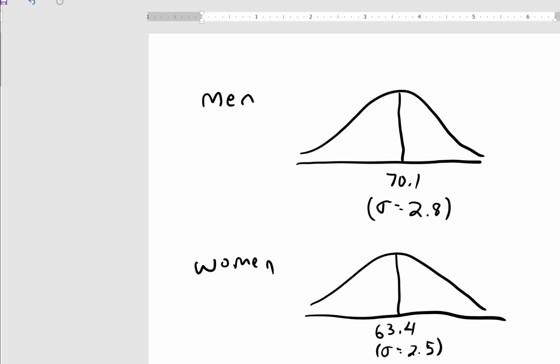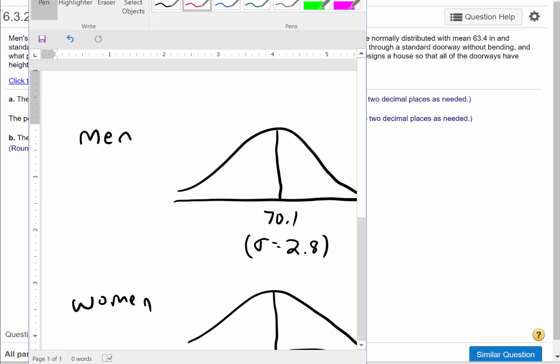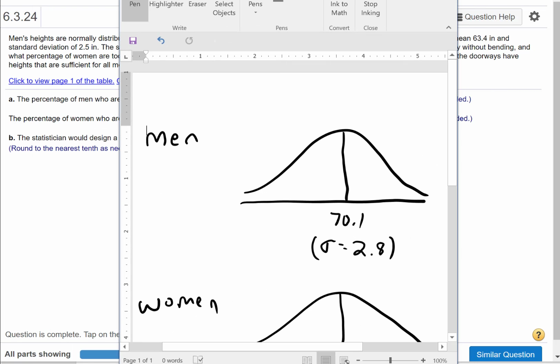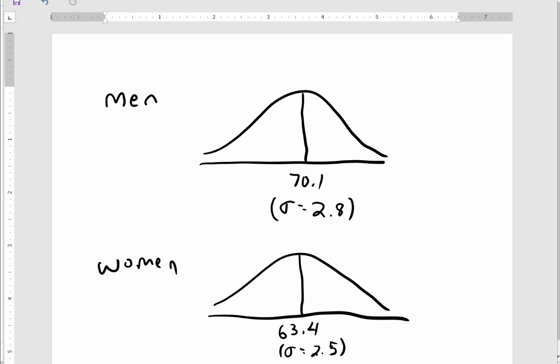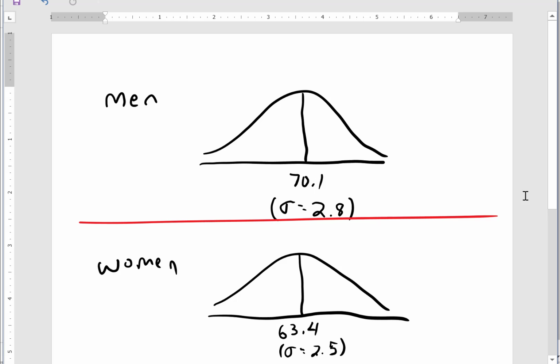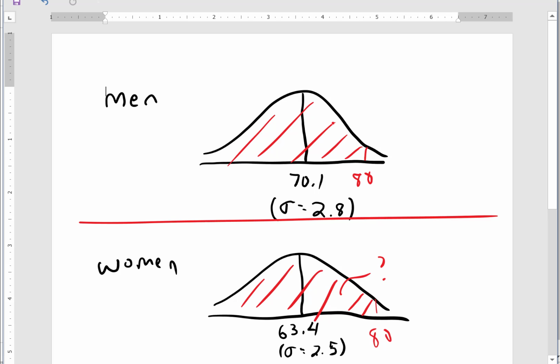Okay, so I always draw these out. Let me move this a little bit so you can see it. I've done the men here on the top half of this. So we have 70.1, and we want to know what percentage of men will fit in this 80, right? Without stooping. So we're looking for this area right here. And similarly for women. Not drawn to scale, just kind of using these models to help me think about this. I'm looking for this percentage right here.